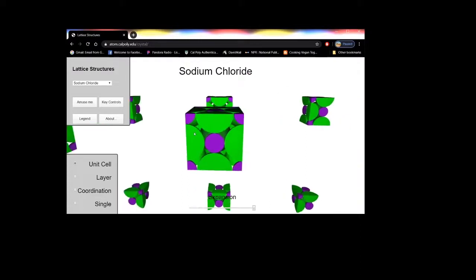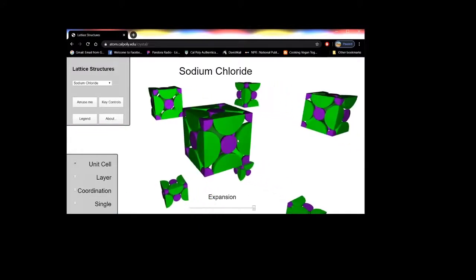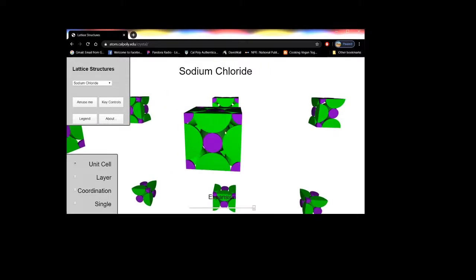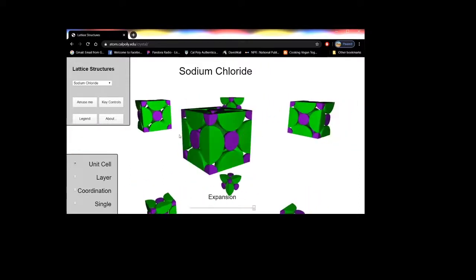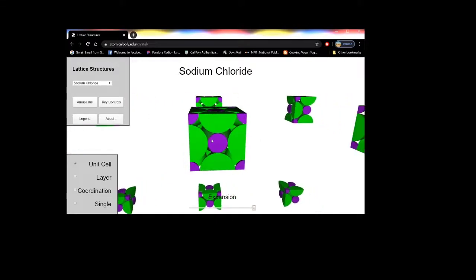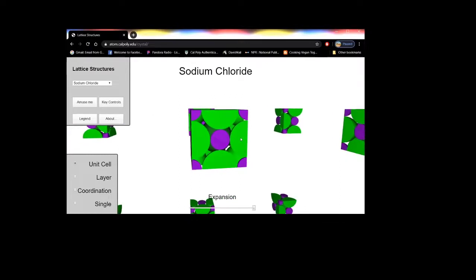So if we look at this, and we just try to just look at the purple spheres in the unit cell, can you tell what structure just the purples make? It's one of the cubics.